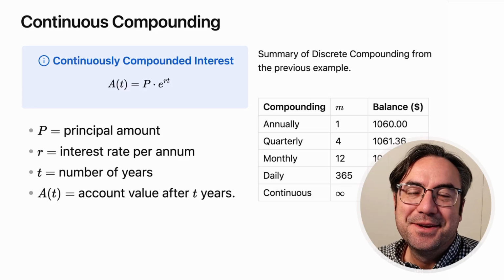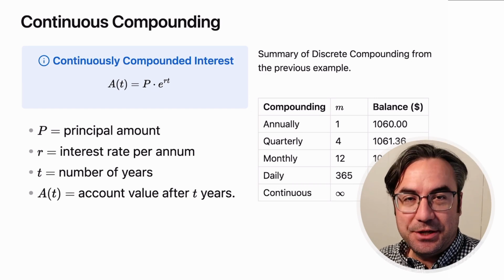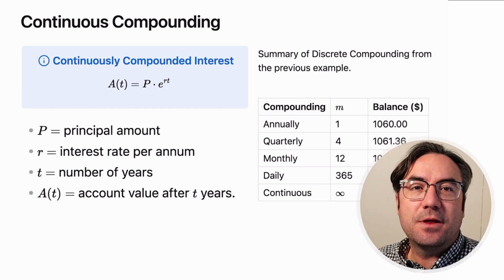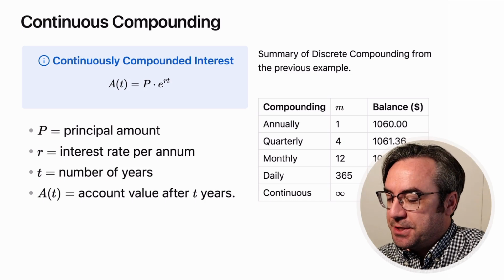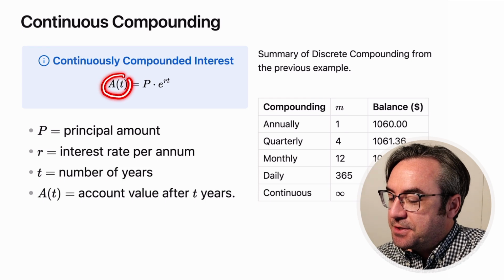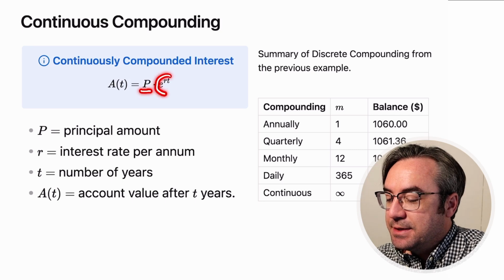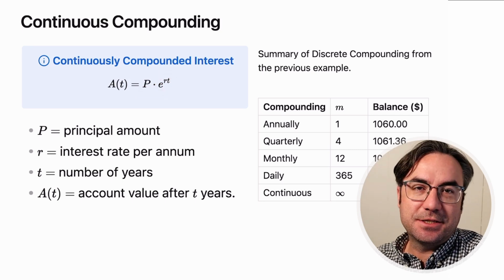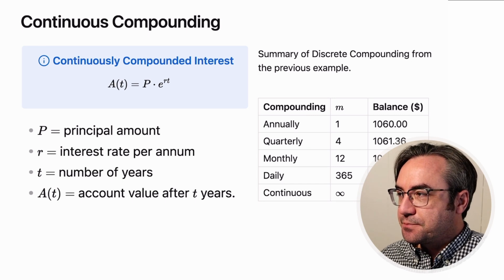Welcome everyone. For today's prep, we're going to be looking at continuously compounded interest, and we're going to start with the formula and see an example. So the formula here that we're going to be using is A of t is equal to P times e raised to the rt. So there's a lot of little different pieces to this formula.